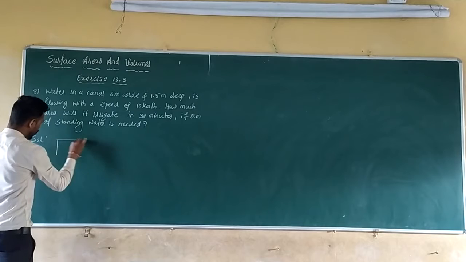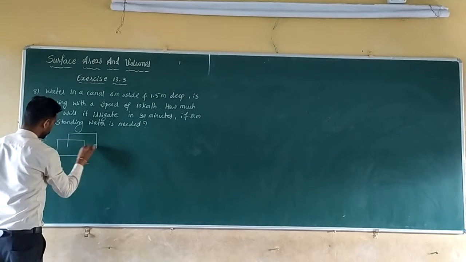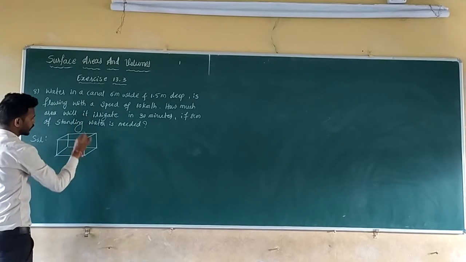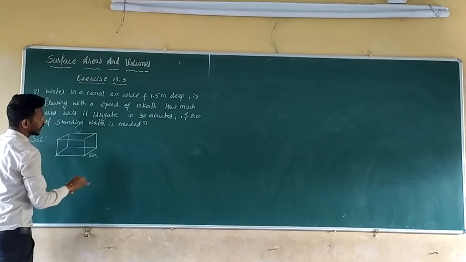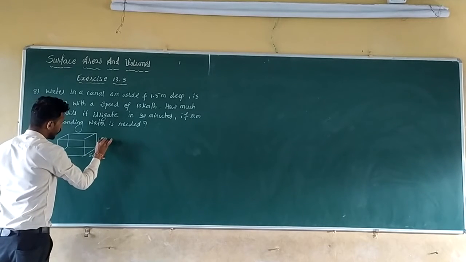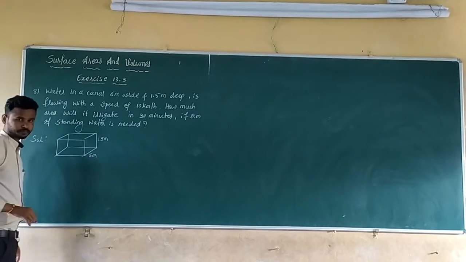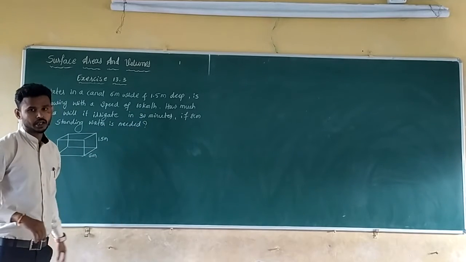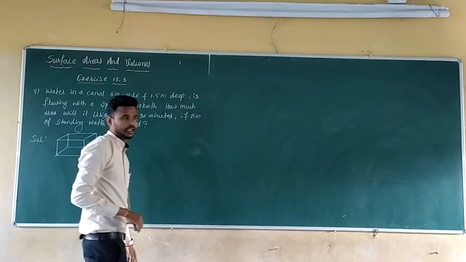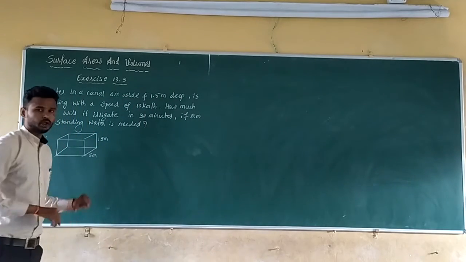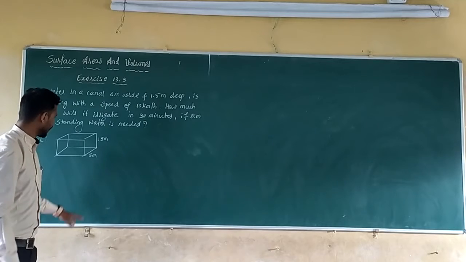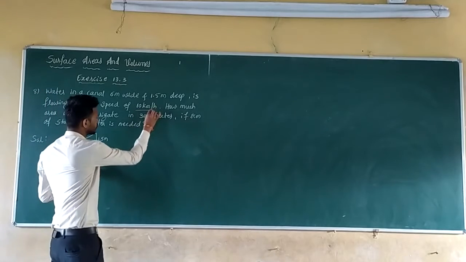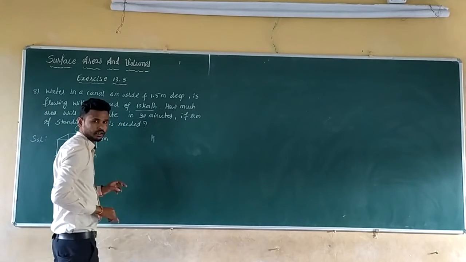It is in the shape of a cuboid of length, we don't know. 6 meter wide means they have given breadth, and deep means height, they have given 1.5 meter. We don't know the length now. So it is traveling with a speed of 10 km per hour. Means what will be the length of water in 1 minute? So here they have given these two values in meter. So convert this also in meter per minute.